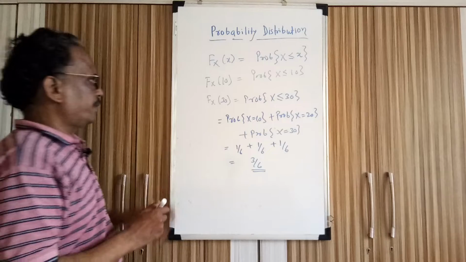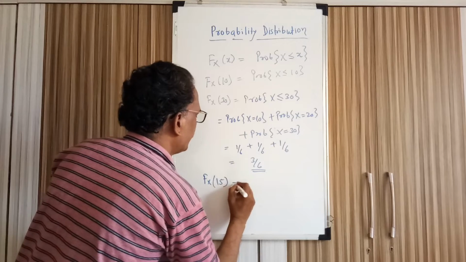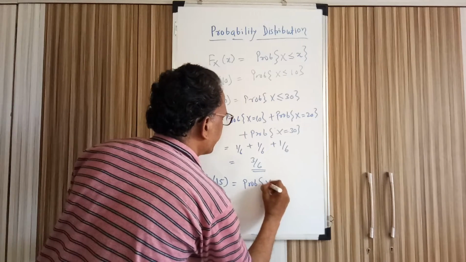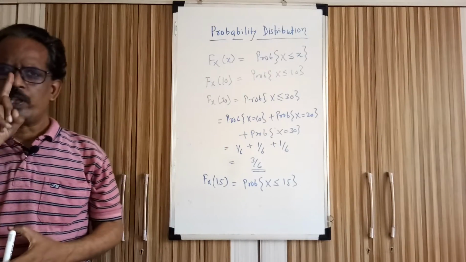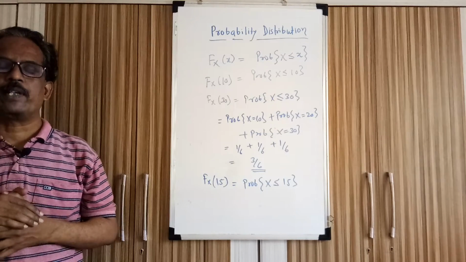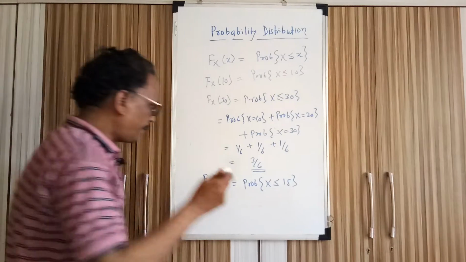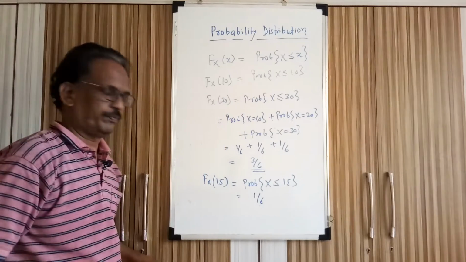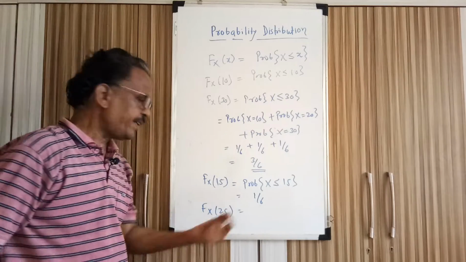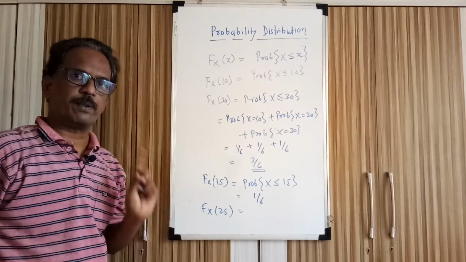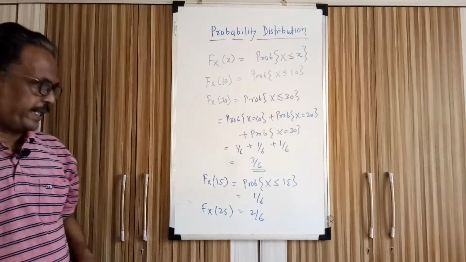If I say, just to clear my statement, I am just giving you Fx of 15. So here I can write the probability that the random variable is taking value less than or equal to 15. There is only one event possible here, that is the occurrence of the first one. So the probability is 1/6. Fx of 25, what is that? Here we get two events. The probability of the first event is 1/6 and the probability of the second event is 1/6. It is 2/6.